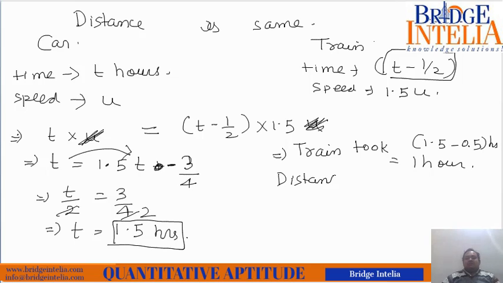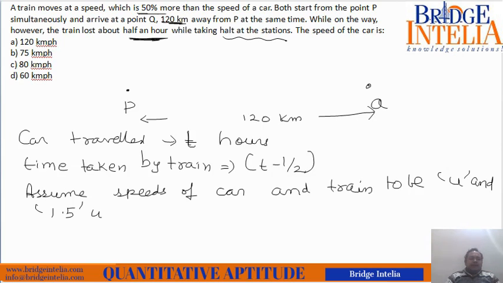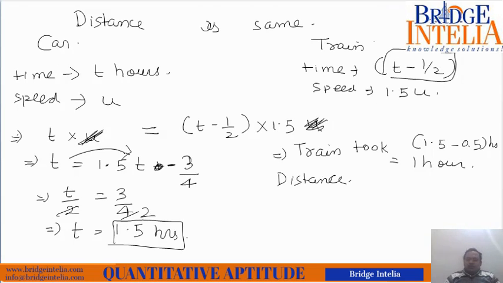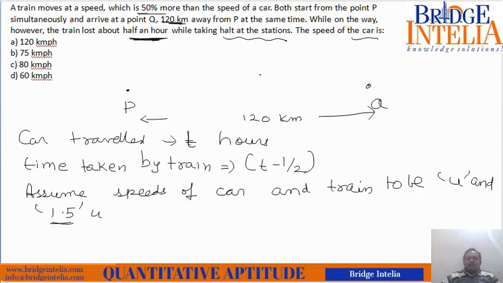Distance the train traveled. What was the distance between P and Q? So distance between P and Q is 120 kilometers, and we have to find the speed of the car. So car has taken 1.5 hours. So speed of the car is distance 120 by time 1.5. So this is the speed. So 1200 by 15, so 80 kmph.